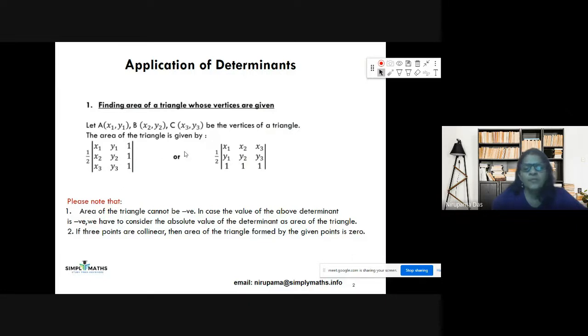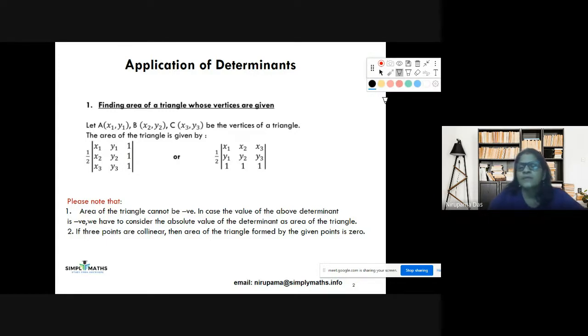Before going to this one, I just want to show how we are getting this: finding the area of a triangle whose vertices are given. Suppose we are given three vertices of the triangle, A (x1, y1), B (x2, y2), C (x3, y3). Let these 3 points be the vertices of a triangle. The area of the triangle is given by, so it is like this. Let me take just a moment.